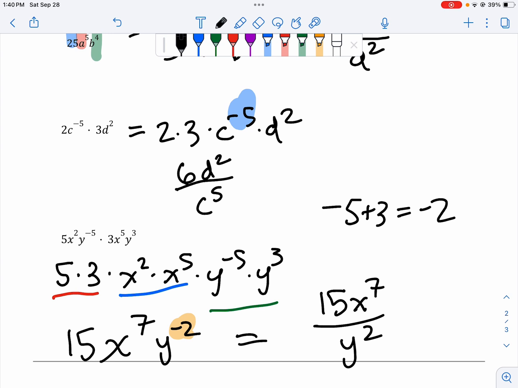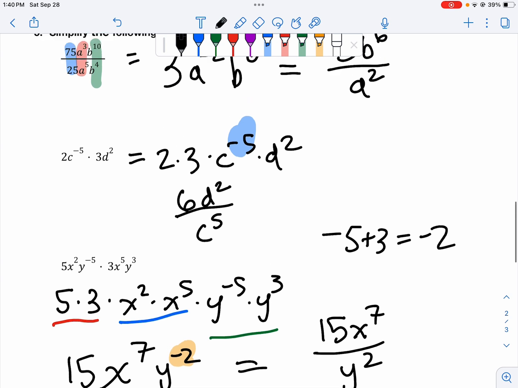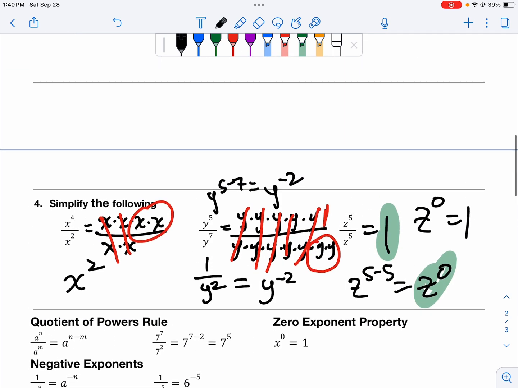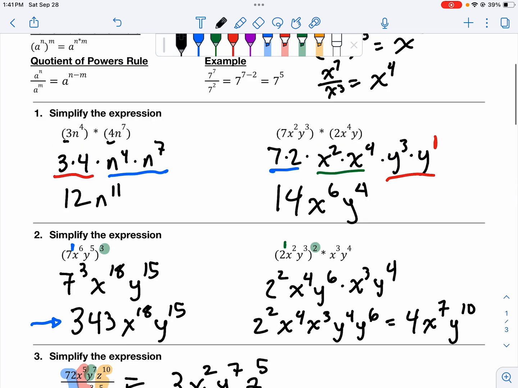Okay, well done. This is hard. Stick with me. Okay, this is really, this year, the hardest, most complex thing we have done.